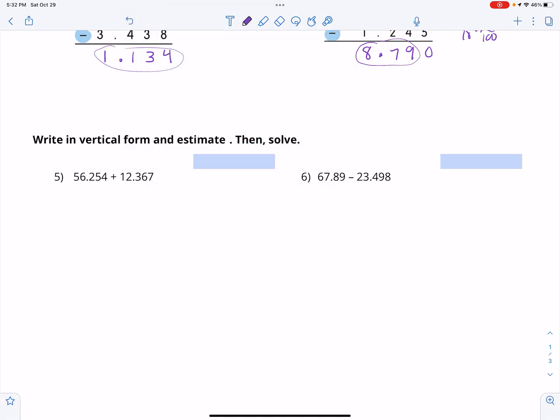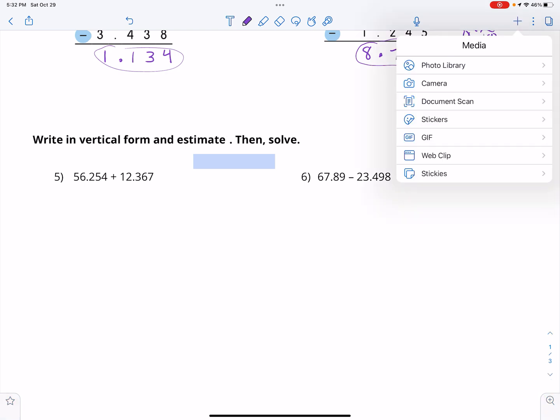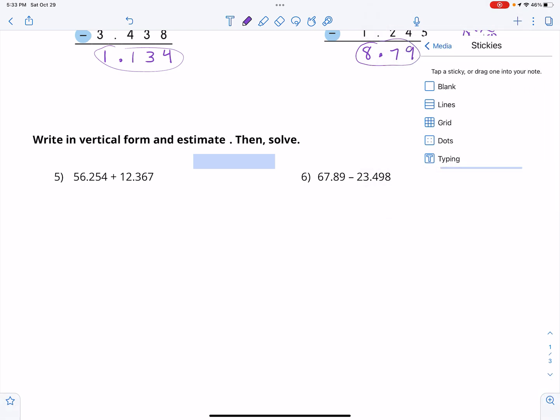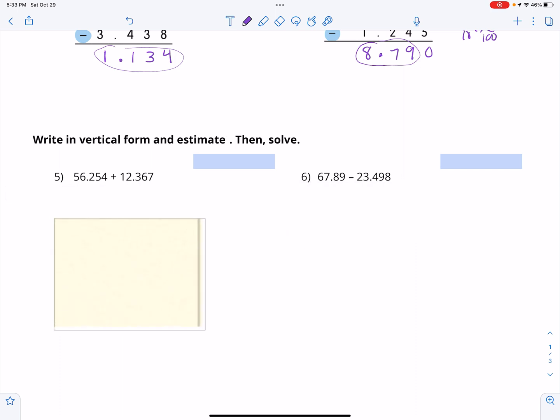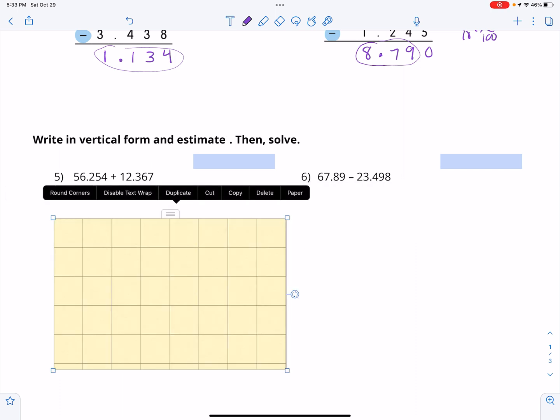So when I am writing these in vertical form, I'm going to use my decimal point as my anchor, so that way I don't screw it up. And you know what? In fact, I'm going to use a sticky that has grids on it. That doesn't look like a sticky with grids, does it? Let's see if I make it a little bit bigger. There we go. That looks better.